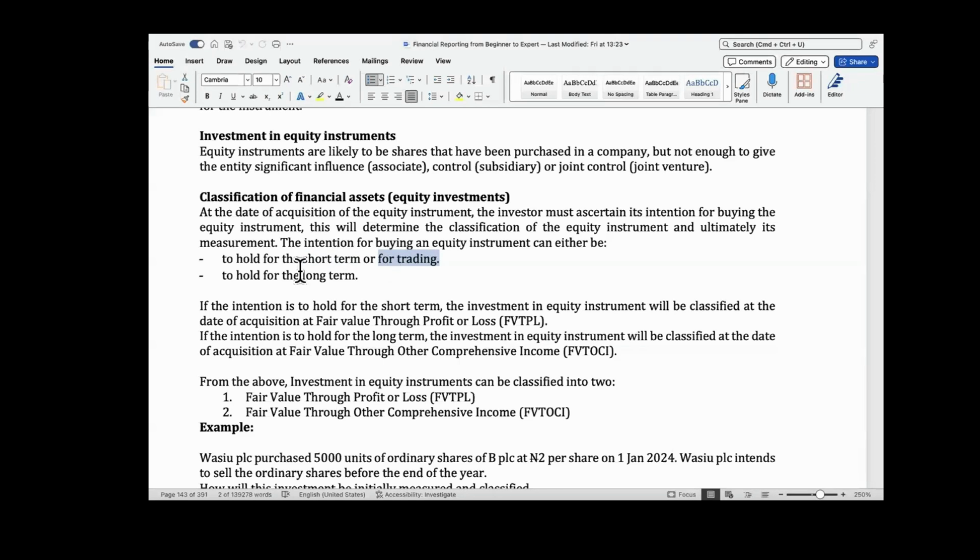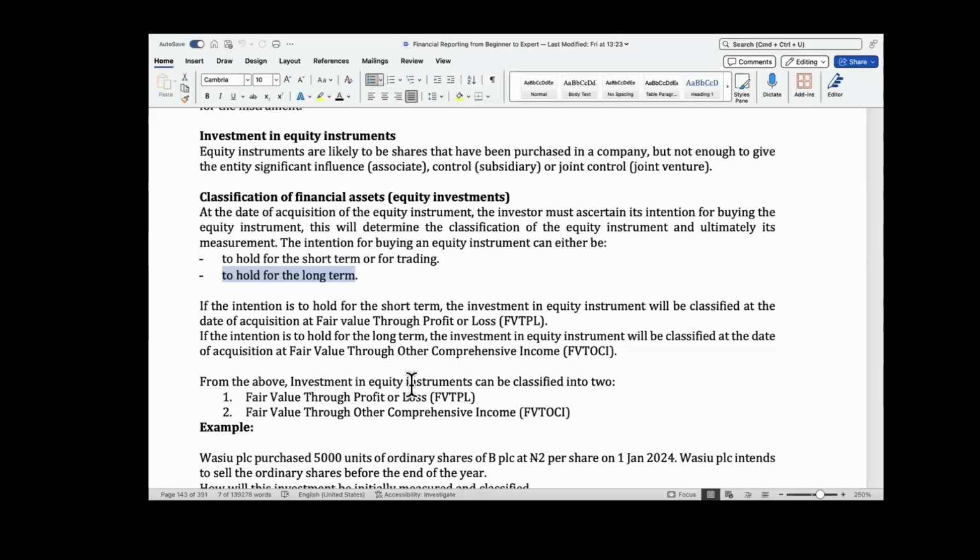What makes us conclude and agree that you are holding it for short term or trading is the fact that you have the intention of selling. So whether you want to sell in the short or long term is not really our concern. Our concern is, do you have the intention to sell in the near future? If it's yes, then we say you are holding it for short term or for trading. If you don't have the intention of selling at all, if it doesn't cross your mind, that means you're holding it for the long term.